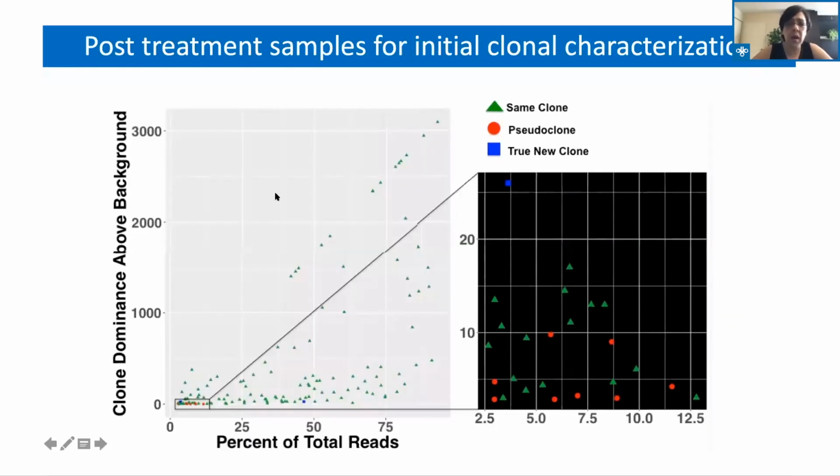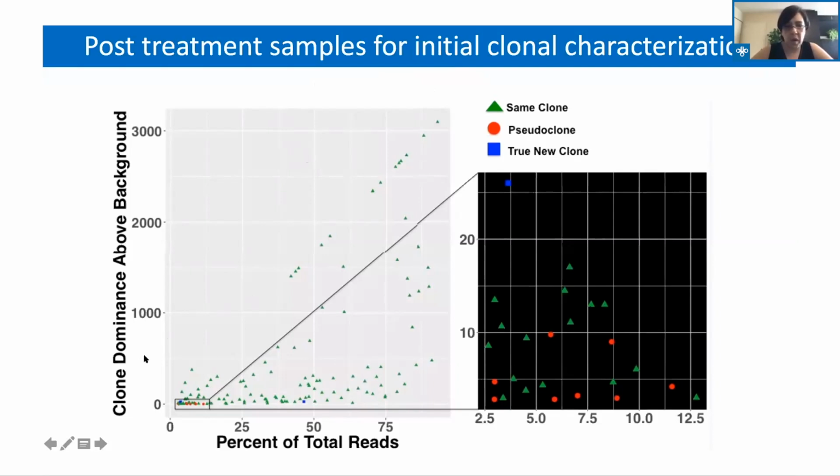But we did go in our samples post-treatment to see if we were able to actually characterize the same clone, through a blinded study. Basically taking all of our post-treatment samples and analyzing them as if we were analyzing them for a characterization of a clone, without the knowledge that we had a prior clone that had been characterized at the time of initial disease.